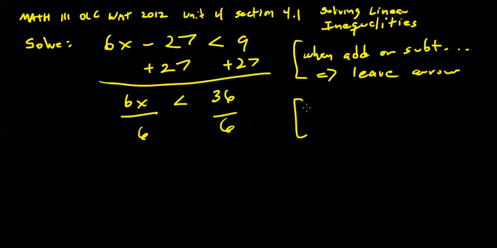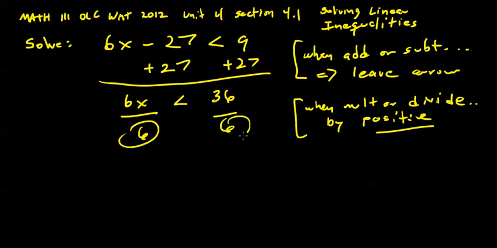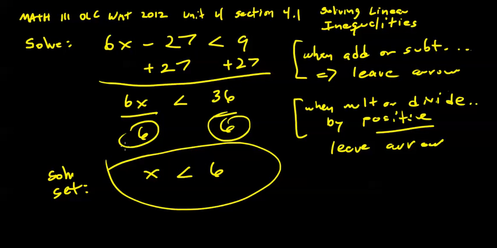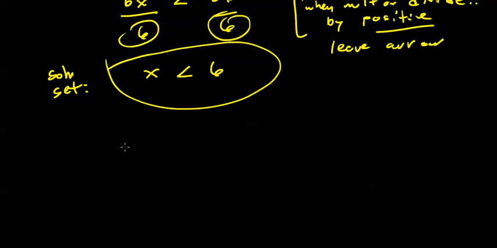Let me make a note here. When I multiply or divide an inequality through by a positive quantity, and here 6 is positive, I leave the arrow alone. So I get then the equivalent inequality statement, simplifying on both sides, x is less than 6. Okay? This I call my solution set for the inequality statement. This tells me all values of x that are less than 6 will solve the above statement.